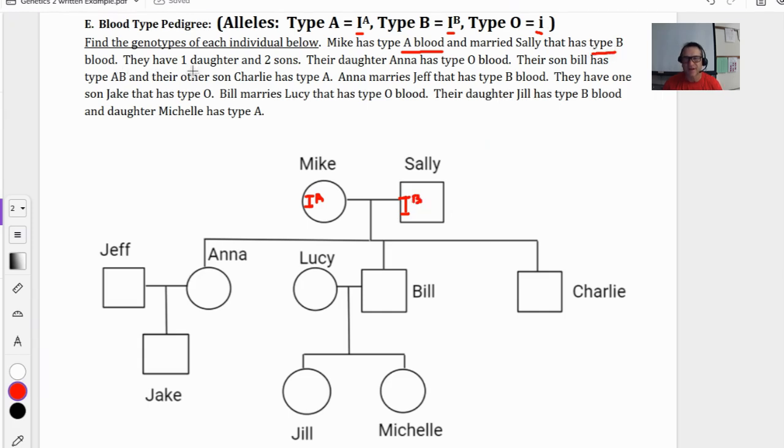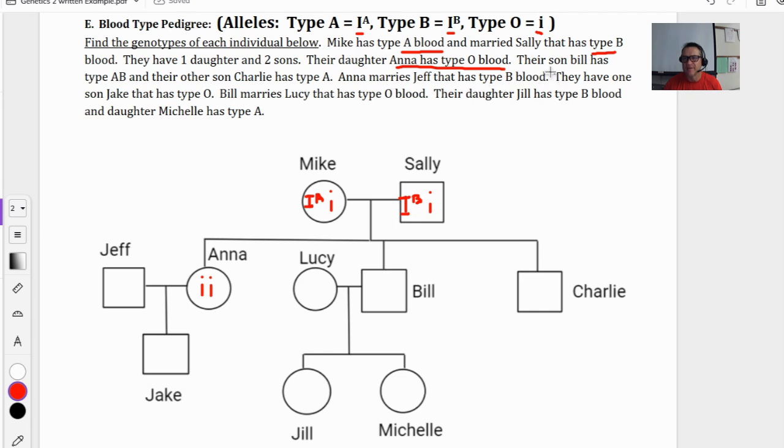They have 1 daughter and they have 2 sons. Their daughter, Anna, has type O. All right, perfect. Here's Anna right here. There's only 1 genotype she could have. Little i, little i. That's the only one you could have to have type O blood. Now, since we know by now that we get 1 allele from each parent, Anna had to have gotten 1 little i from her dad, Mike, and the other little i from her mom, Sally. So boom, we have genotype of the parents.